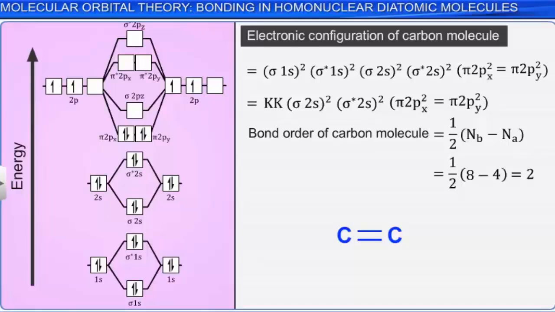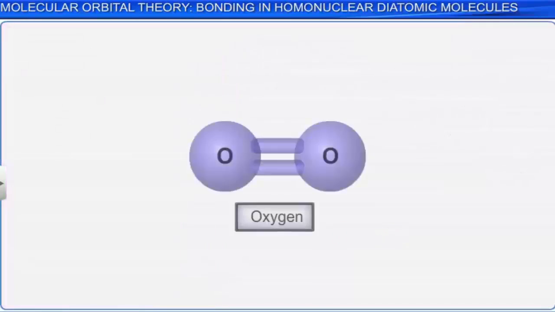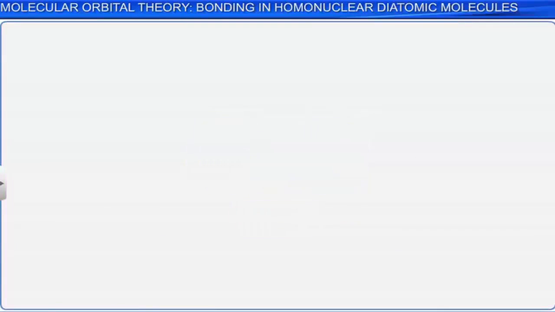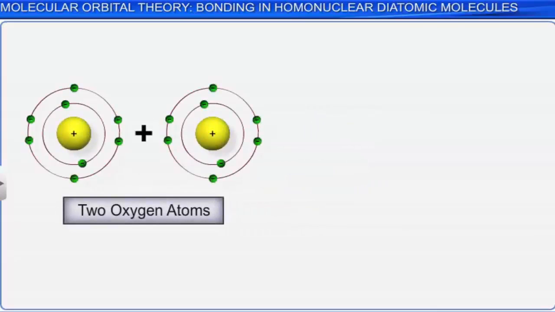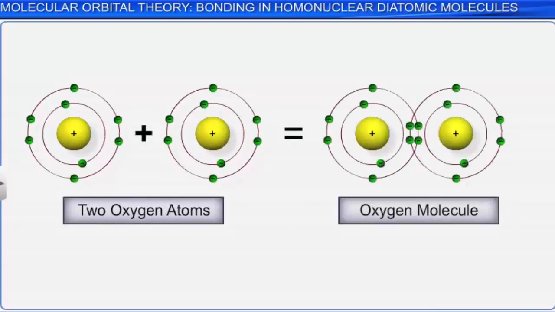Now let's look at the bonding in an oxygen molecule. Two oxygen atoms combine to form an oxygen molecule. The electronic configuration of an atom of oxygen is 1s2, 2s2, 2p4, and hence there are 16 electrons in a molecule of oxygen.